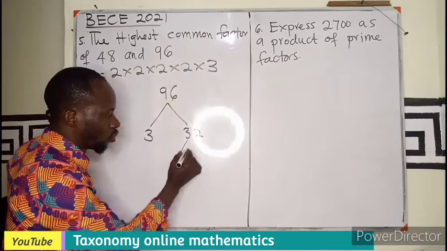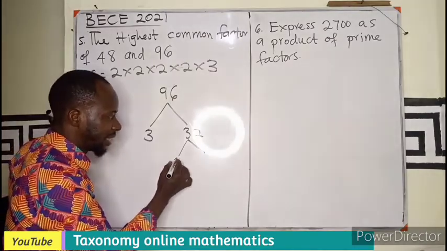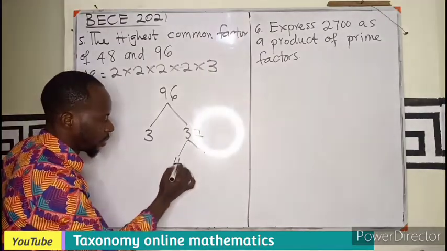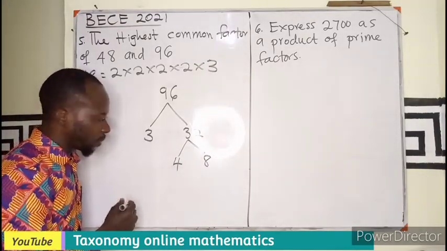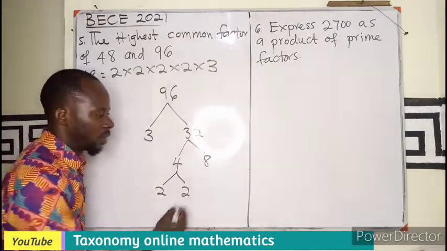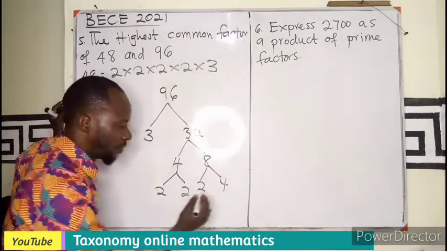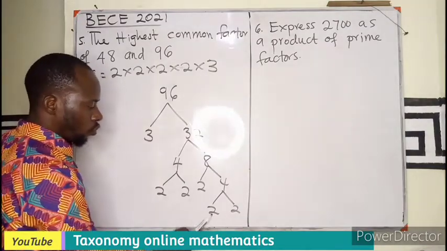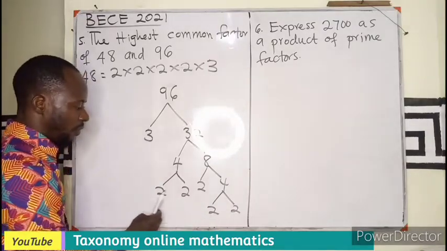I can break this into a factor of, let's say, 3 and, no, let me use 4. 4 and what? 8. 4 times 8 gives me 32. This will have a leg of 2 times 2, whilst this will have a leg of 2 times 4. And 4 will also have a leg of what? 2 times 2. So 2, 2, 2, 2, 2. Then we have 3. 1, 2, 3, 4, 5.